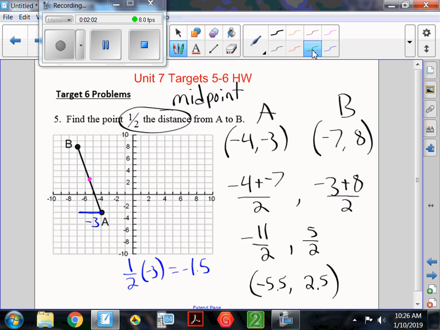Vertically, I'm going from -3 up to 8, so I'm going up 11 units. Well, half of positive 11 units is 5.5. So if I started at -3 and I went up 5.5, that means I would be going over 1.5, and then up 5.5, and that would get me to the midpoint.